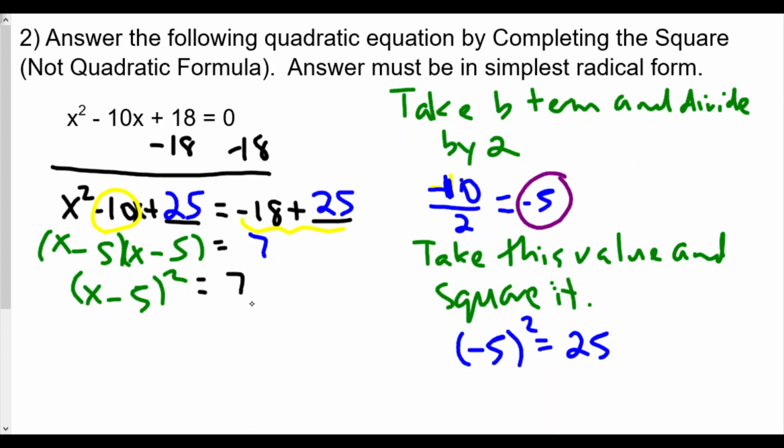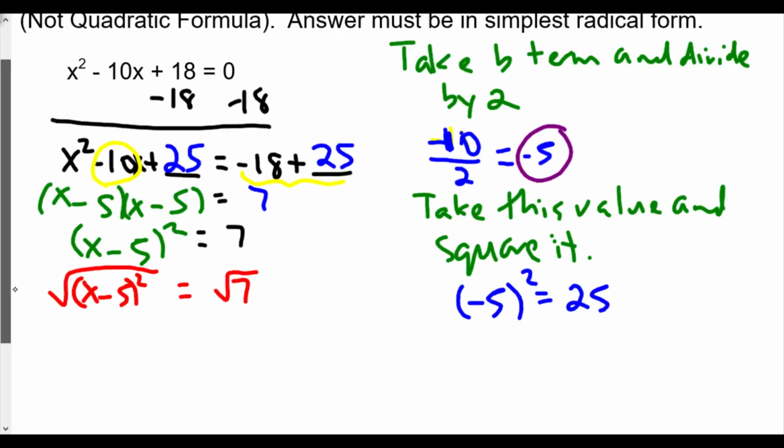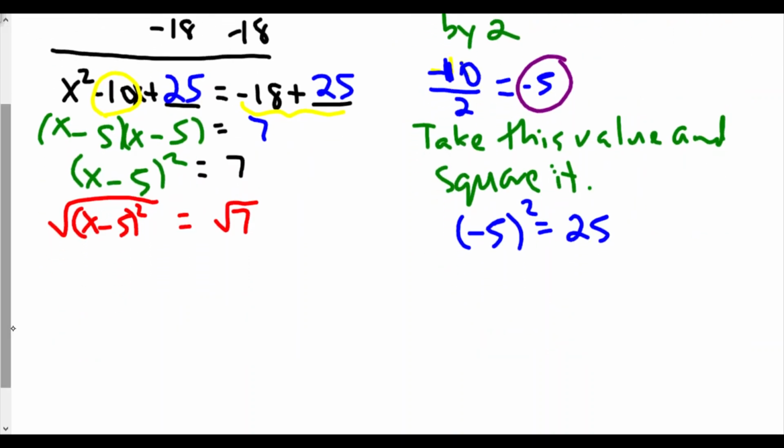So now to get x by itself, we're going to take the square root of both sides. So we now take the square root of x minus 5 squared and the square root of 7. And when we take the square root of x minus 5 squared, we're going to get x minus 5. However, on the right side, because of two solutions, we'll put this plus or minus square root of 7 symbol here, found also in our quadratic formula. And again, the quadratic formula really comes from completing the square. So that's really the key thing.